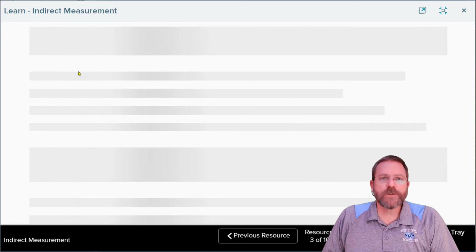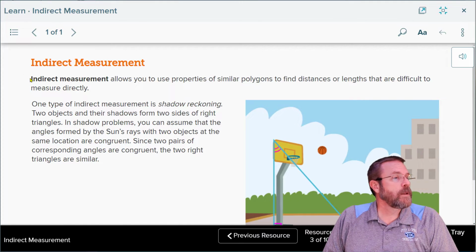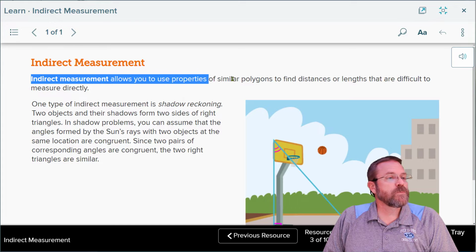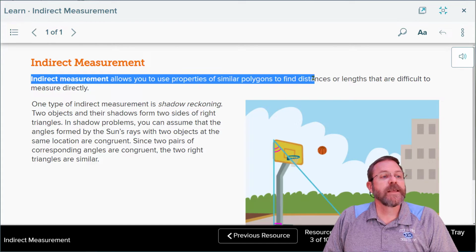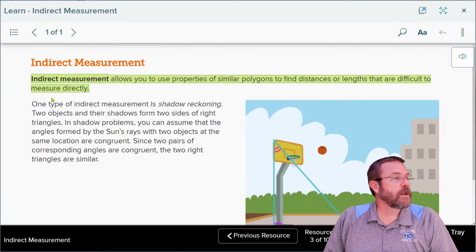Learning indirect measures is the next thing we have up. It's loading. There we go. An indirect measure allows you to use properties of similar polygons to find the distances or lengths that are difficult to measure directly, like the height of that tree. One type of indirect measurement is shadow reckoning.